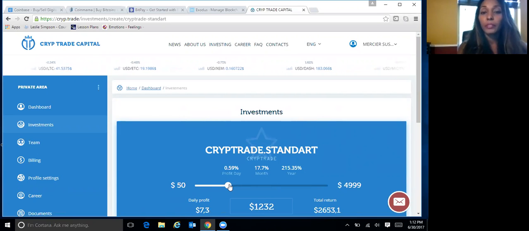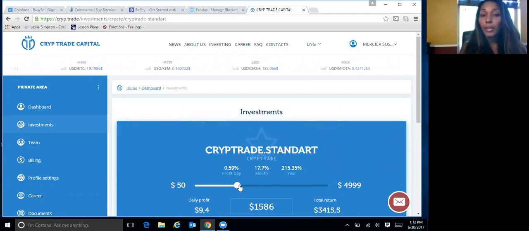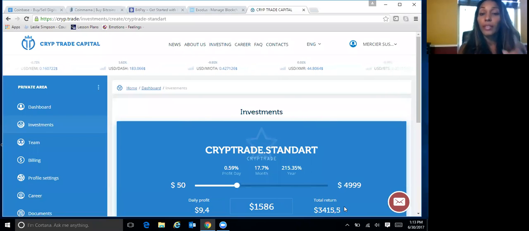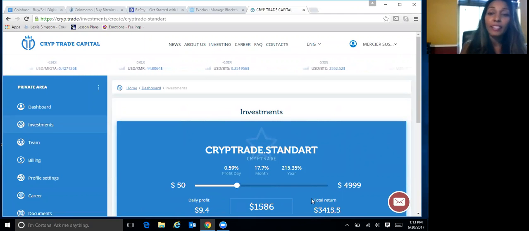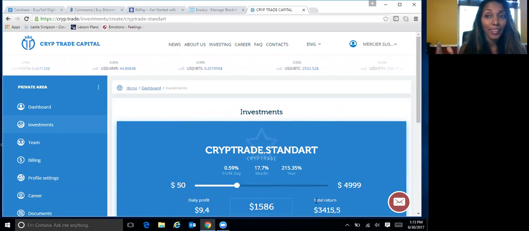You can slide this along, and you can say, okay, if I want to receive a $9 return per day, then I'm going to want to start with an investment of $1,586, because after a year, my total return on that investment of $1,586 is going to be $3,415.50. So again, think about it this way. Where can you put your money? Where can you put $1,000, don't touch it, and come back and find it now $3,000, okay?